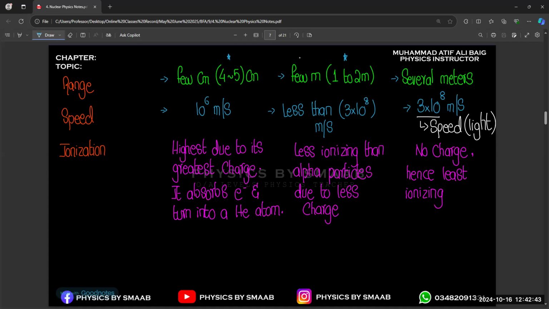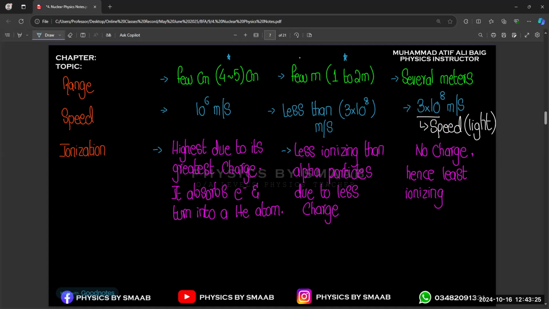So if we talk about the ionization process, the ionization process is simple in alpha. Why? Because alpha is greater in size, so it will be very easy for us to ionize an alpha particle. Okay, because it is large in size as compared to beta and gamma, and it will be very easy for us to make the ionization process possible in alpha. And if we talk about beta, beta is small in size as compared to alpha. So that's why it will be difficult to ionize. So less ionization than alpha due to less charge.